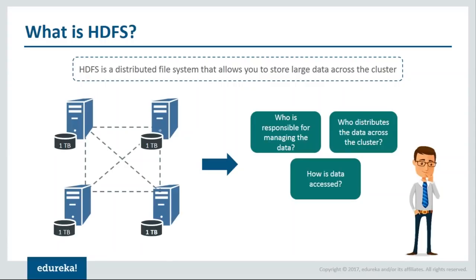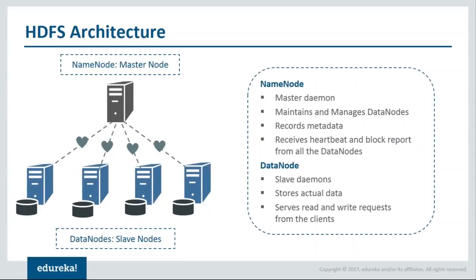Now the next question that would be pondering in your mind is, how does HDFS manage the data? Or who distributes the data across the cluster? How can one access the data present inside HDFS? To answer these questions, you need to understand the architecture of HDFS. Now, an HDFS or Hadoop cluster follows master-slave topology. It means that you have one master node and all the remaining nodes are slave nodes. In HDFS, the master node is called the name node, whereas the slave nodes are called data nodes.